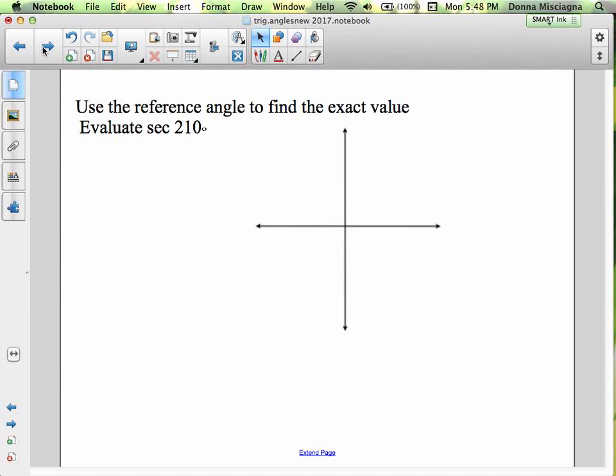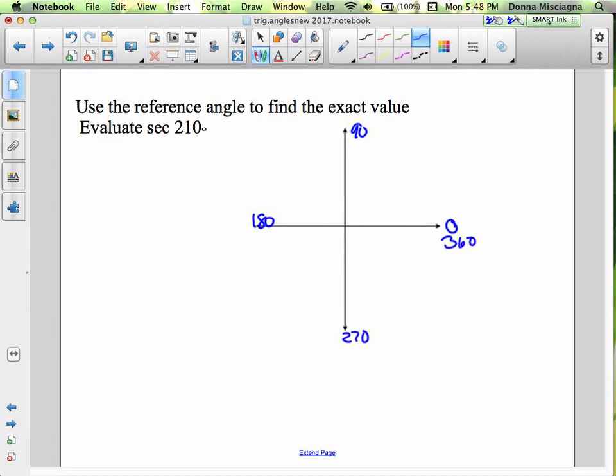We want to evaluate secant 210. So this one was in degrees. For degrees, this is 0, this is 90, this is 180, this is 360. Okay, we're having trouble adding 90s. This is 270. This would be 360 if it went all the way around again. So 210 is going to be in this quadrant right here. This would be 210 degrees. It's going to be a little closer to 180, but how I draw the angle is not that important, so long as I draw the triangle correctly. It's got to go perpendicular to the x-axis.